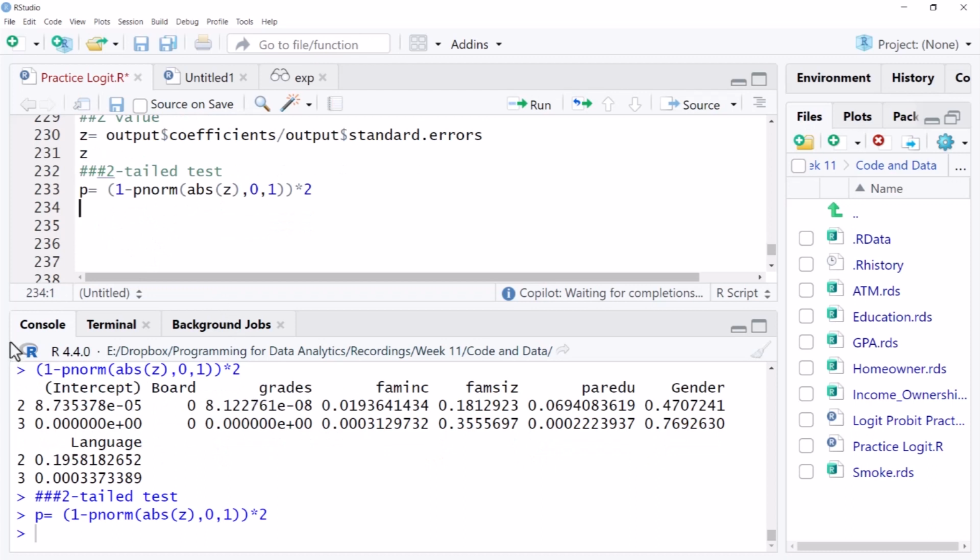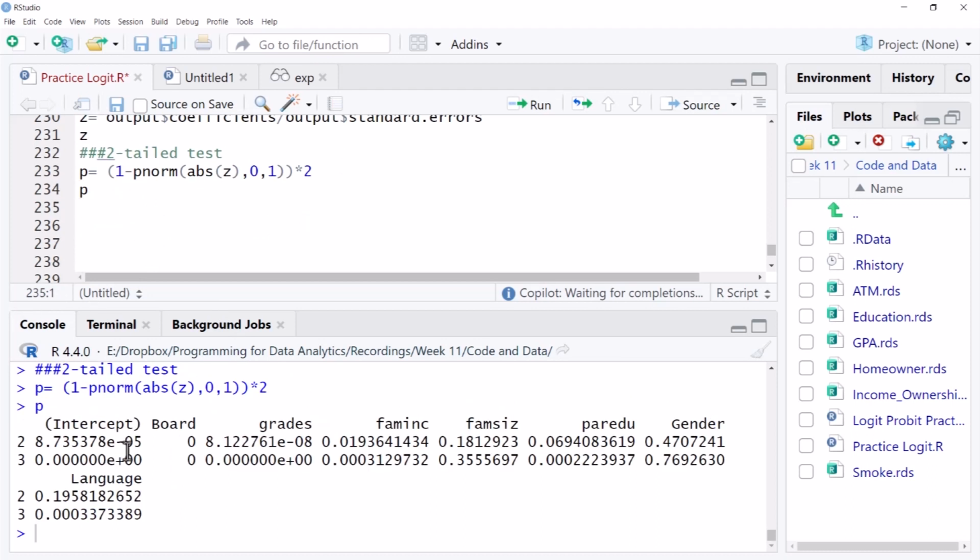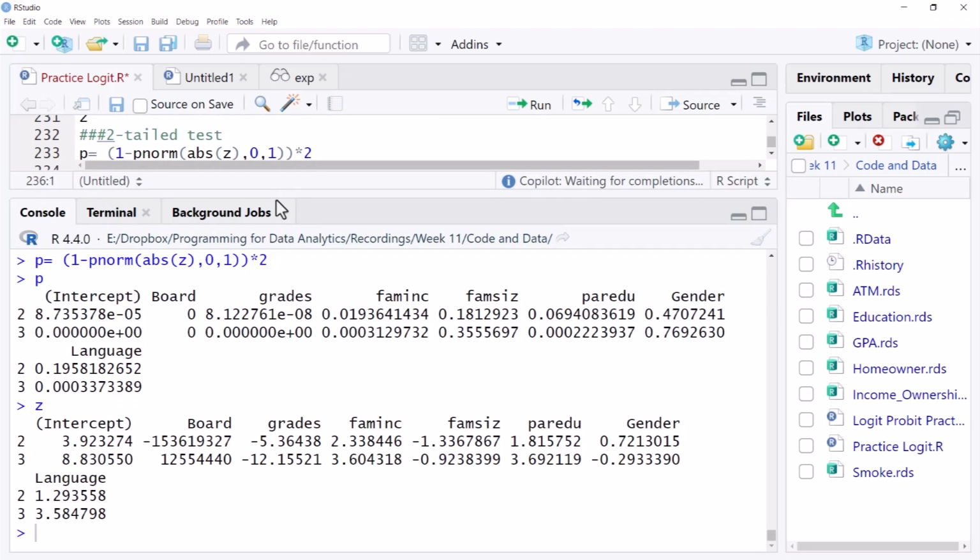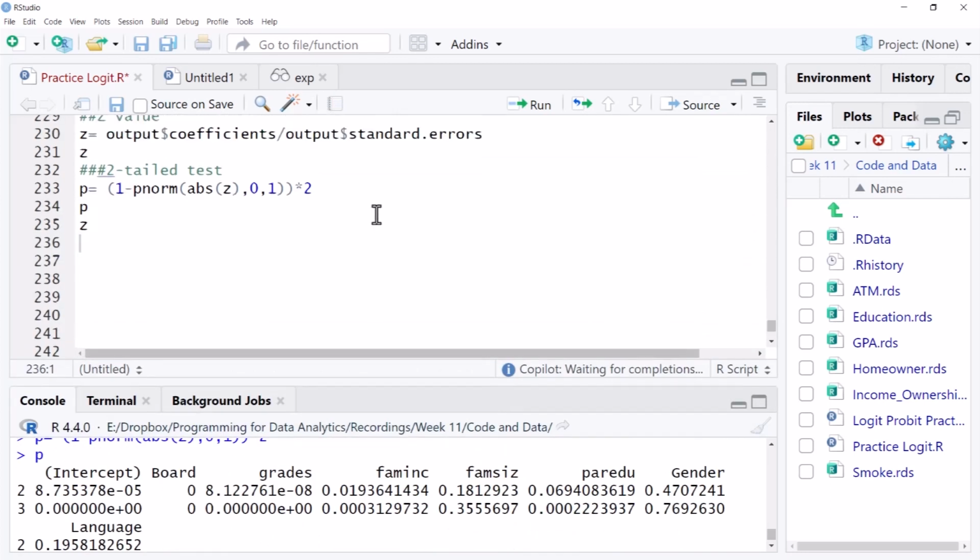That is our p-value, because these are two-tail tests, so we need to multiply it by 2. Once we get that value, let's see what variables are significant for us. Given the p-values, we can see the board variable is significant, and we'll print the Z also in parallel for clarity. Board is very significant, grade is significant, family income is significant, family size is not significant, education is kind of significant, gender is not significant. Language is significant for the second case, but for now let's remove it. So we'll remove language, gender, and family size, and run the model again.